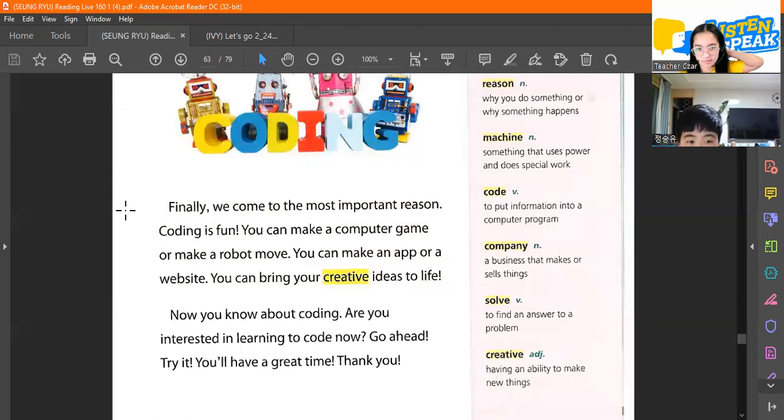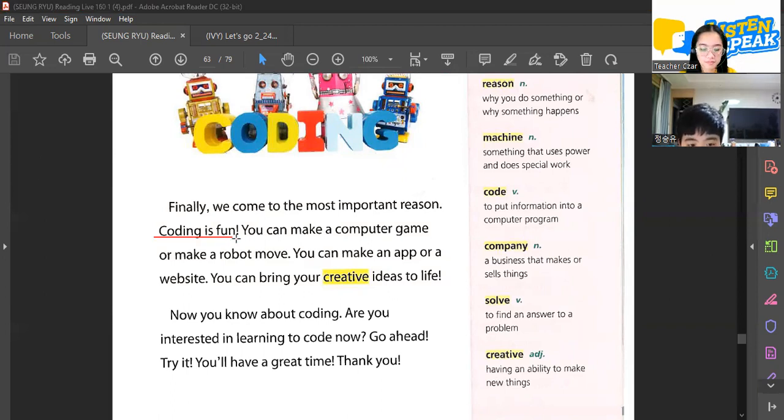Finally, we come to the most important reason. Coding is fun. You can make a computer game or make a robot move. You can make an app or a website. You can bring your creative ideas to life. Now you know about coding. Are you interested in learning to code now? Go ahead, try it. You'll have a great time.